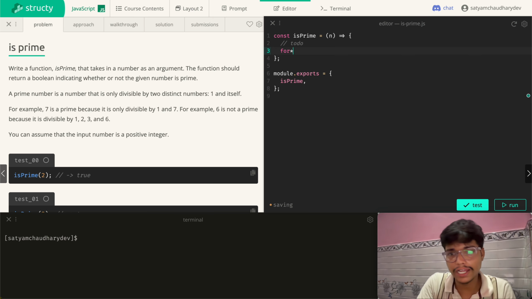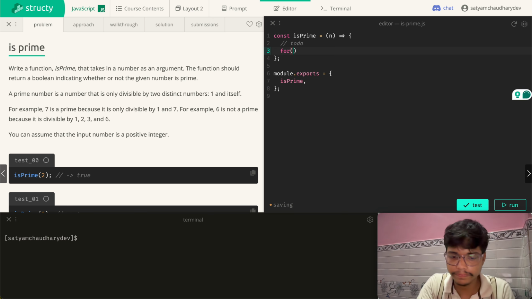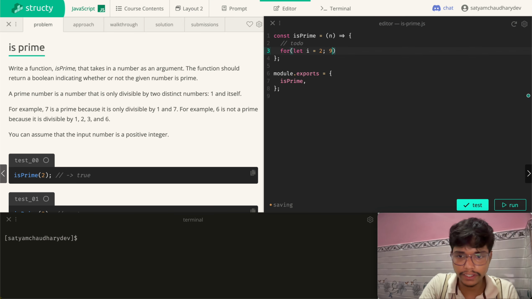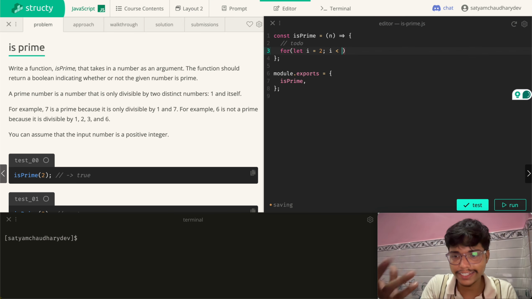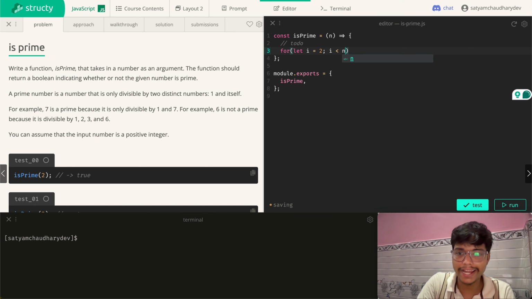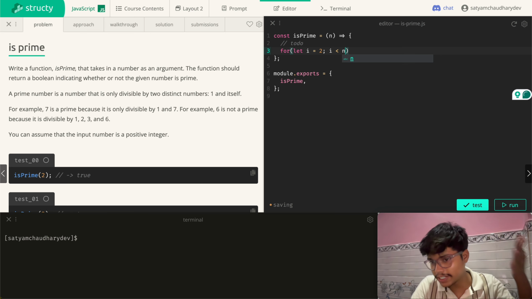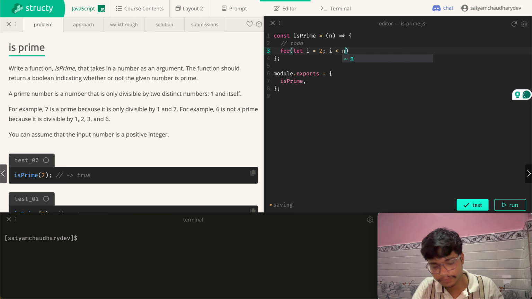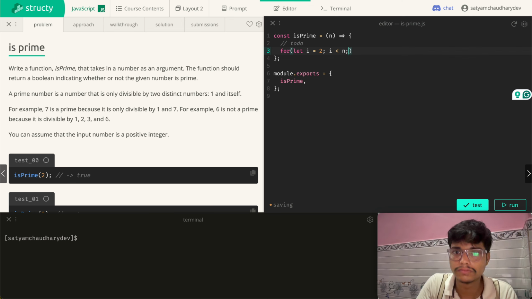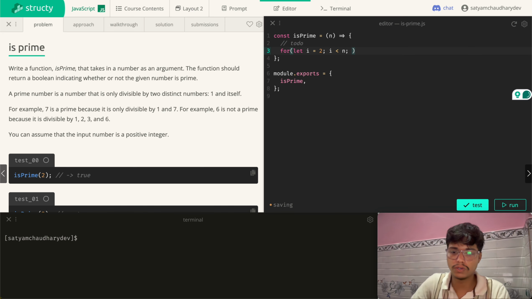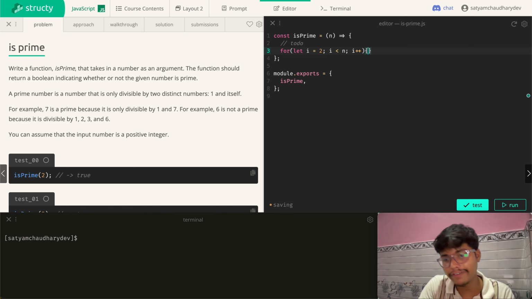We can use a classic loop. We can initialize our variable i to 2, because we need to start from 2. Then we can add a condition: i is less than n, that means less than the given number, so it will start from 2 and go to n minus 1. We can increment i on every step.